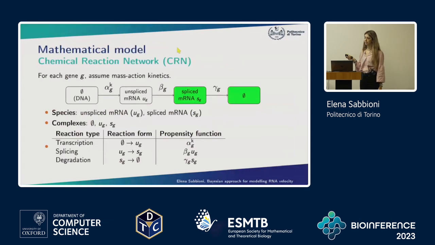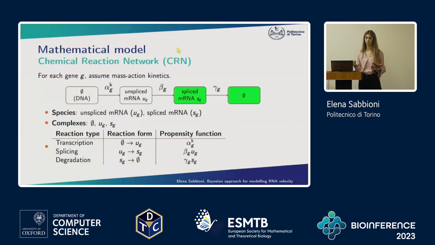So the mathematical model that is behind this work is a simple chemical reaction network. For each gene, we have this structure here that has three processes. We have the first process from DNA to unspliced mRNA, that is transcription. It happens at a rate alpha_GK, where G denotes the fact that this index is gene-specific, while K is an index that can be on or off, and it's related to the phase in which a gene is.